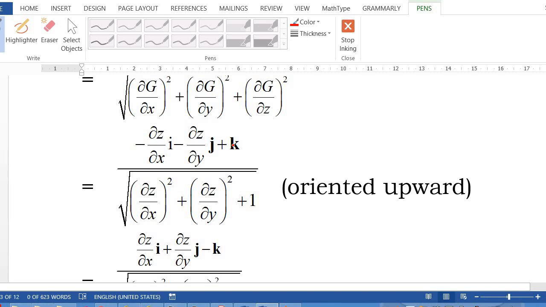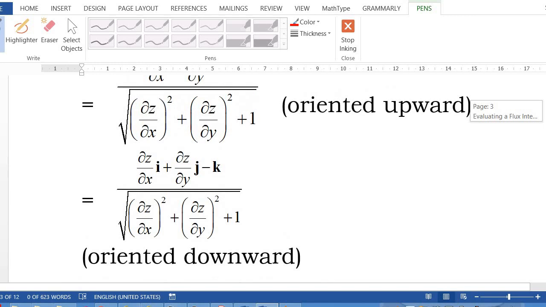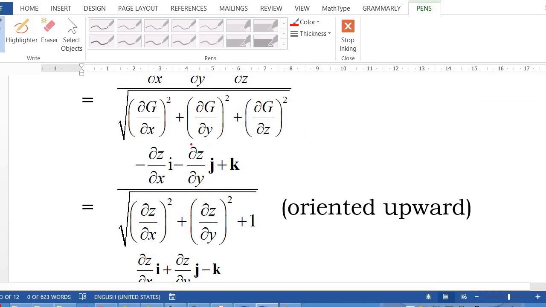So this is for a unit normal vector which is oriented upward, because the component K is positive, which means your unit normal vector will be pointing up. If you have a unit normal vector oriented downward, the component K is negative and components I and J become positive, the opposite direction of the upward-pointing one. Pointing up: K positive, component I negative, component J negative. Pointing downward: component I positive, component J positive, component K negative.